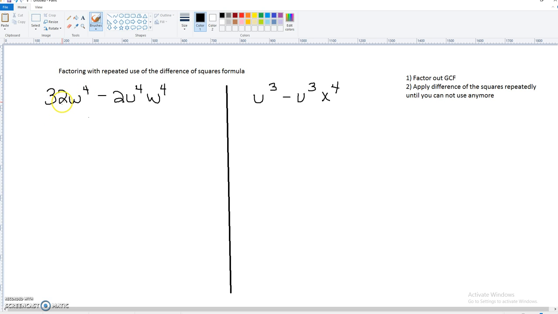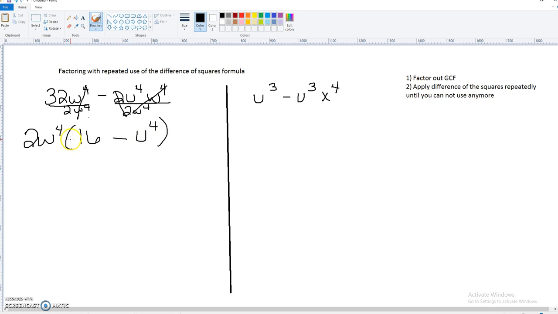So the first one we've got is 32w to the fourth minus 2u to the fourth w to the fourth. So if we look, we can take 2w to the fourth out. Okay, so 32 divided by 2 is 16. Let me put that 2w to the fourth here so we can see this. And then, of course, this cancels and this cancels, leaving us just u to the fourth over here. And these cancel. Ta-da! Alright, so now, as you can see, we've got 16 minus u to the fourth.